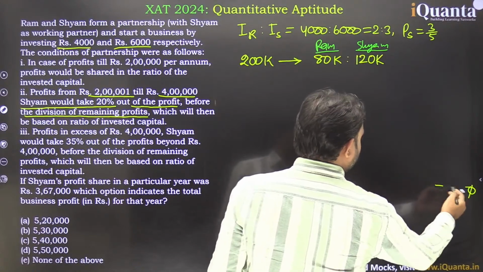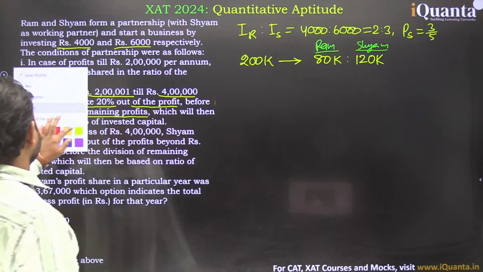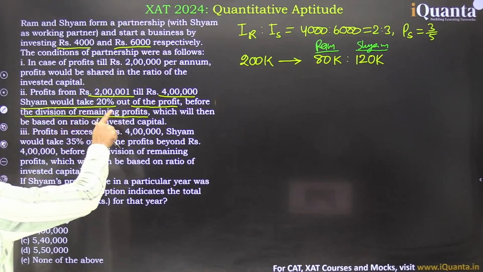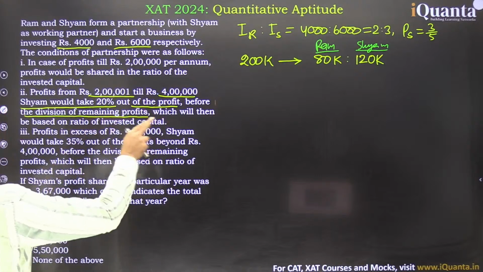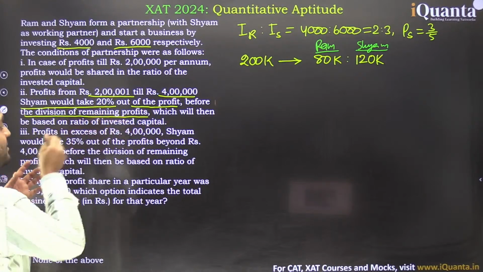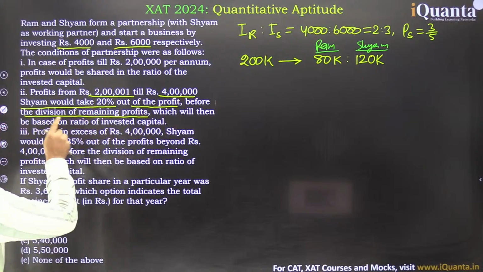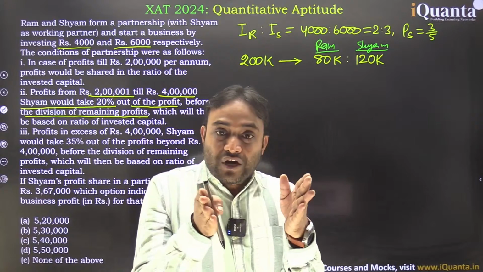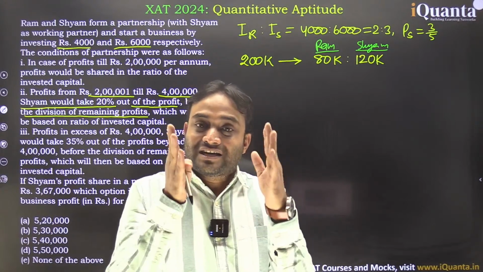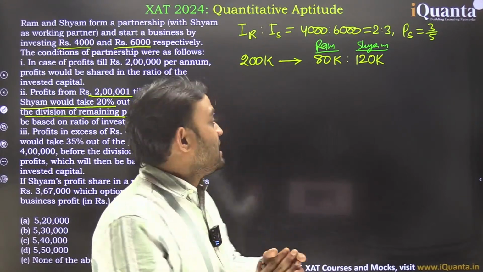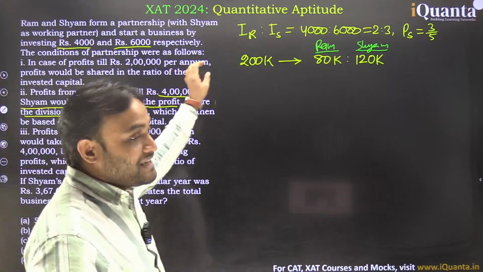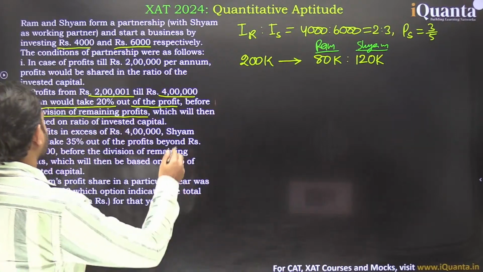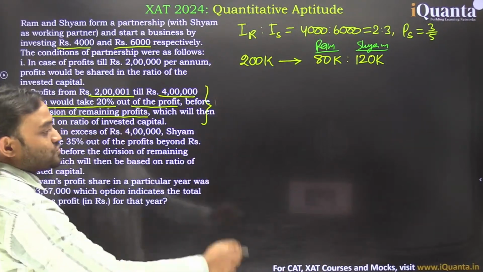So in between 2 lakhs to 4 lakhs, Ram would take 20% out of the profit before the division of the remaining profit, which will then be based on the ratio of invested capital. So we are talking about 2 lakhs, the 2 lakhs from 2 lakhs to 4 lakhs. We are not talking about the first 2 lakhs. Do you understand? Is this clear to everyone, that this is regarding only 2 lakhs to 4 lakhs?